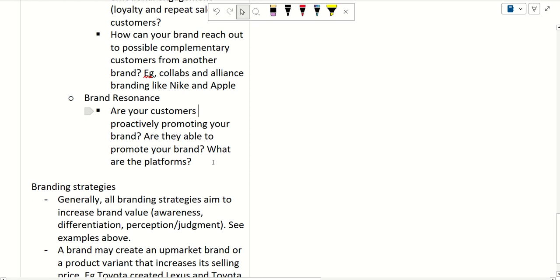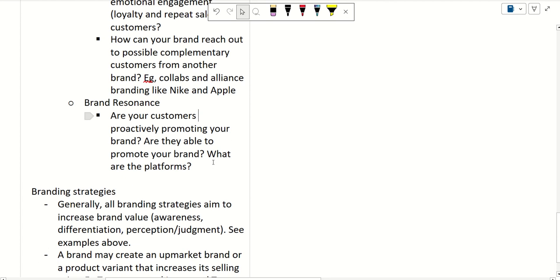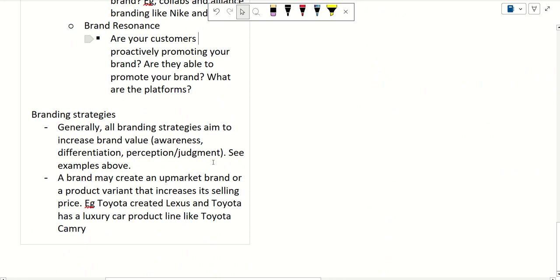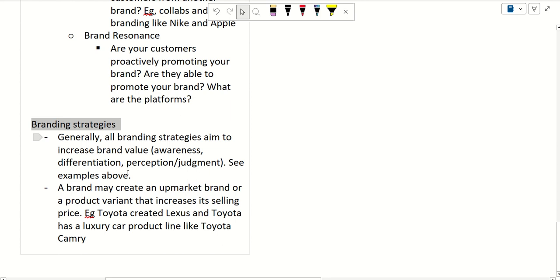So are they proactively promoting a brand, and are they able to proactively promote a brand, and what are the platforms that they are given to promote, right? Okay, the last, you notice that my brand strategies is actually very little here. I actually focus more on the brand resonance because it's about, remember, building the brand value in order to increase your selling price, not increasing your sales, increasing your selling price. Generally, all branding strategies aim to increase brand value over time. Okay, all right.